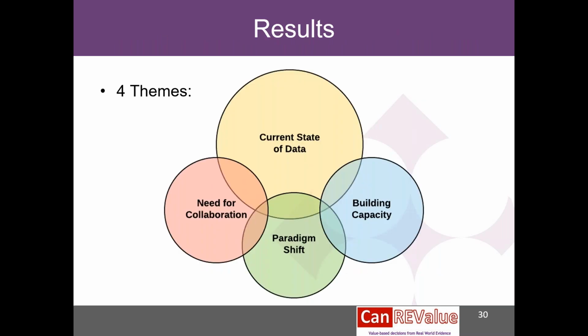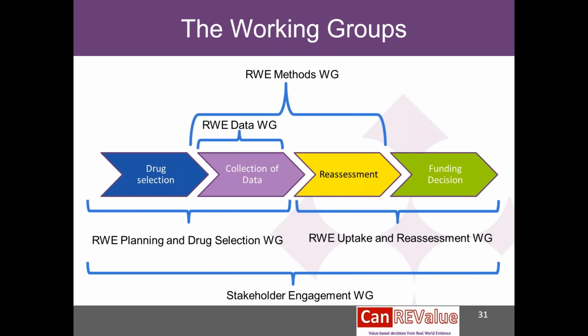I don't want to steal her thunder, but I would just, on a high level, suggest that there are 4 themes that she'll be focusing on, including the perspective of the respondents about the current state of the data, the call for a paradigm shift if we want to move towards RWE, the need for capacity building, and also the need for collaboration among all stakeholders. So I'll leave it for her and her team to share with us in April about the details of the findings.